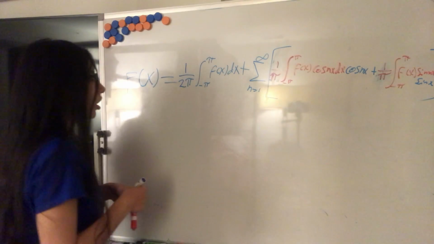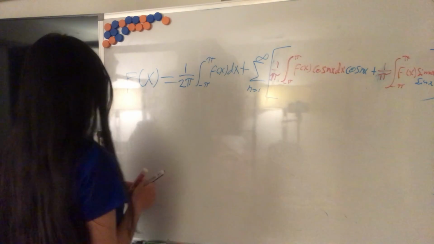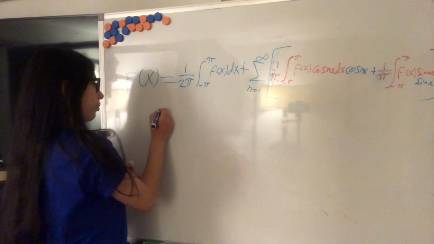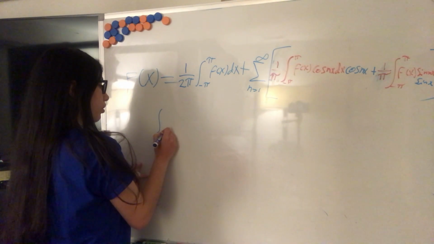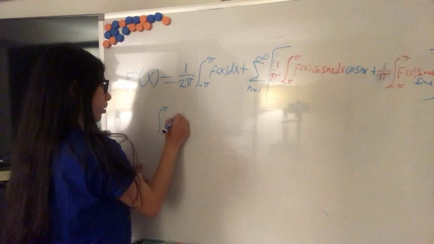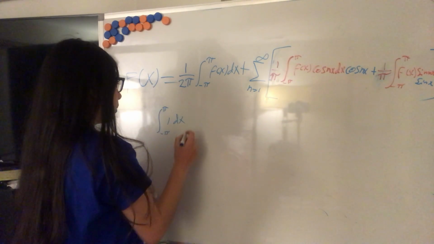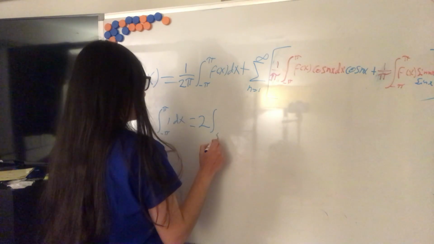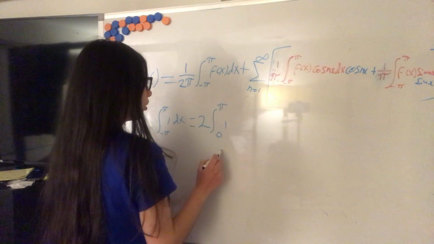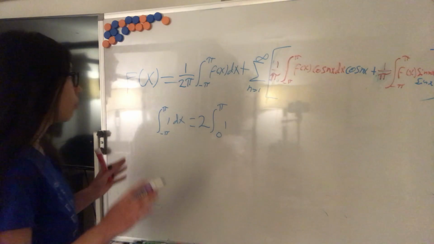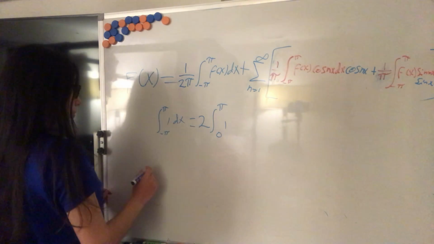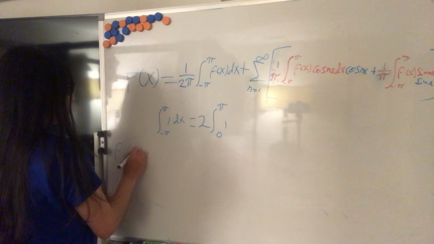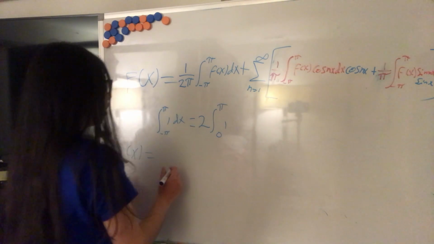So now, remember, wherever we have, let's say, the integral from minus pi to pi of 1 dx, we can put it as 2 times the definite integral from 0 to pi of 1, and it would be exactly the same thing. So let's change this.